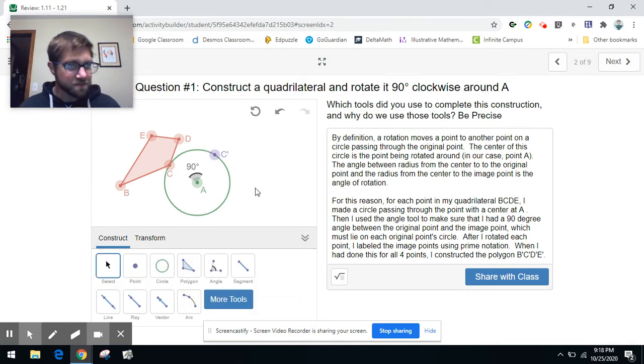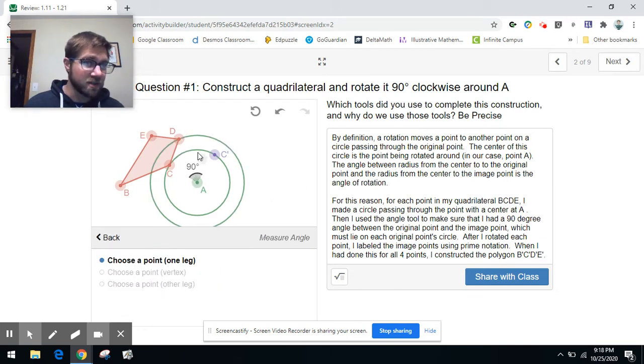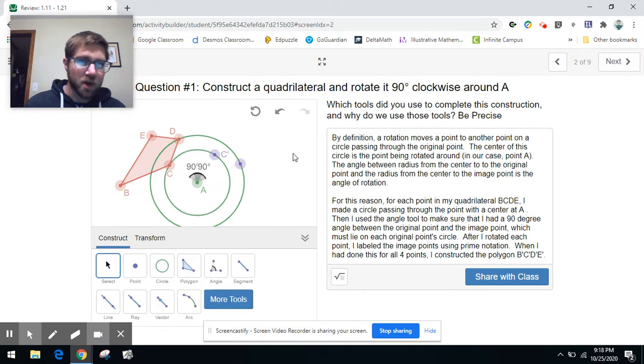That's important to us. Also, to do the next point, I need a new circle. You need a new circle for every point, but the steps will be the same. You'll make a circle starting from A, passing through D, and then measure the angle from D to A, and then D prime is located 90 degrees away on the outside of D's circle. There it is. That's point D prime.